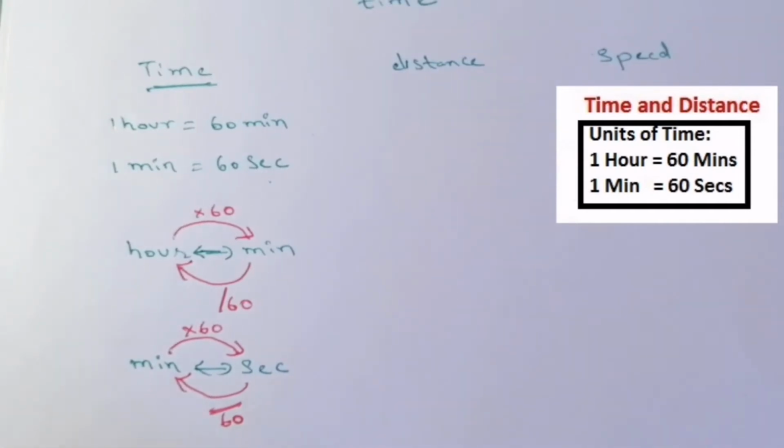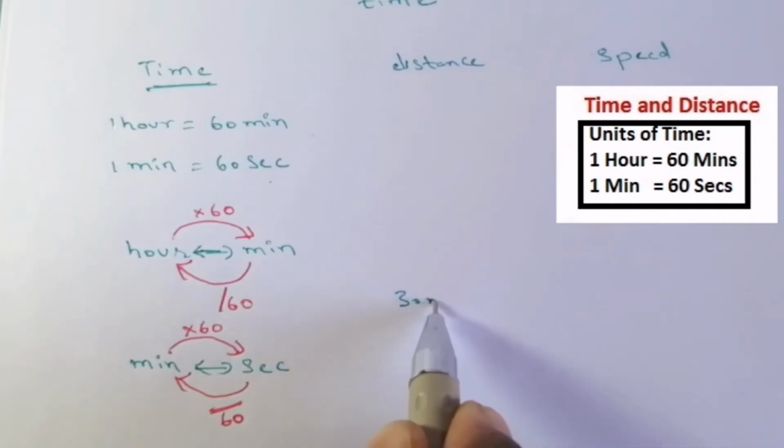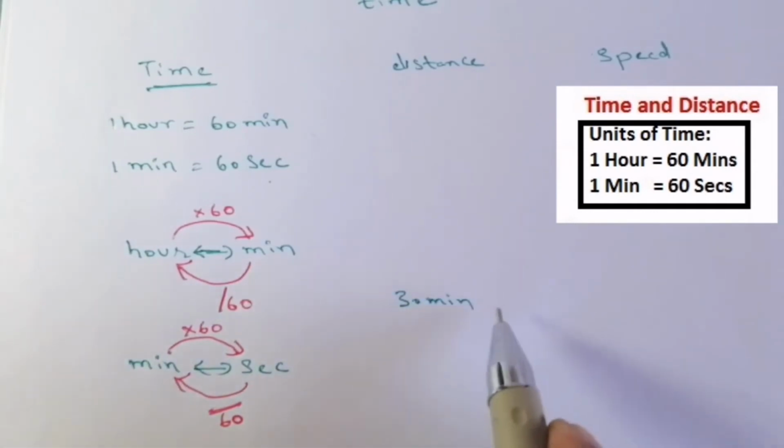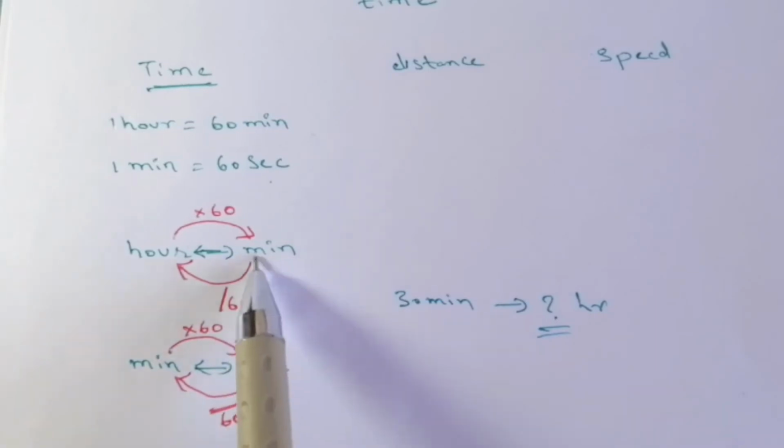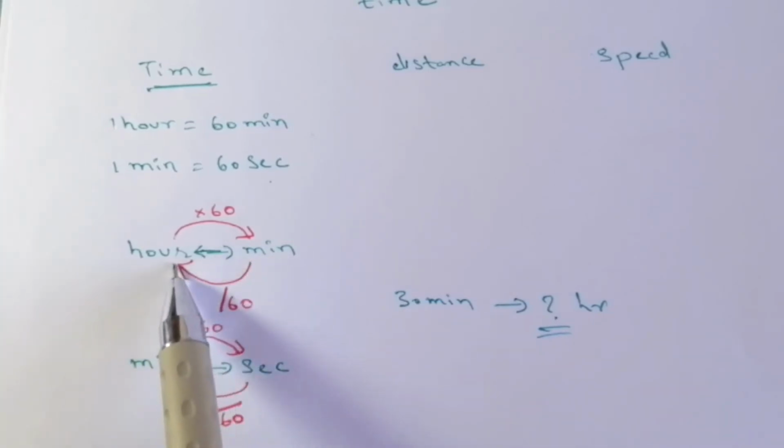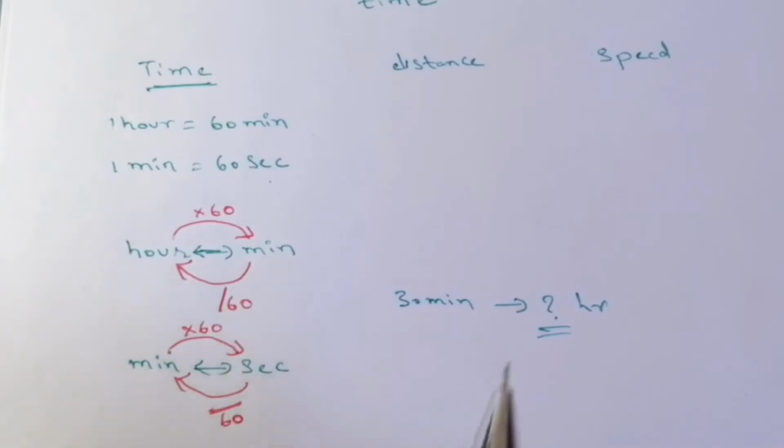So for example, if you are given 30 minutes and asked to convert it to hours, what is the hour value? To convert minutes to hours, you have to divide by 60. So it is nothing but 30 by 60, that is 1 by 2 hour, or 0.5 hour. So this is an easy thing, but there can be some complicated ones also.